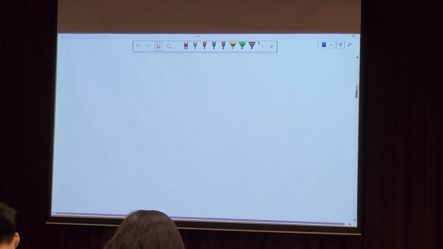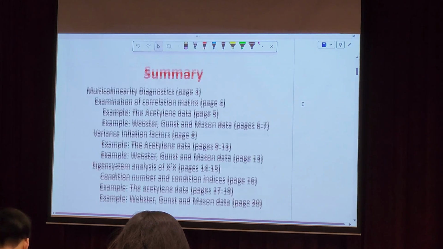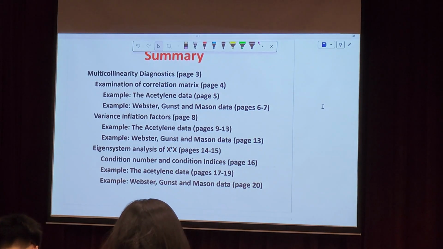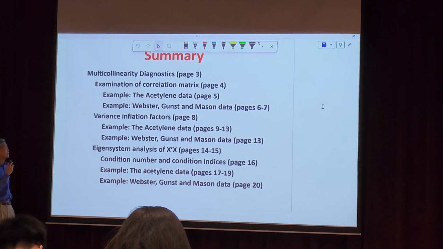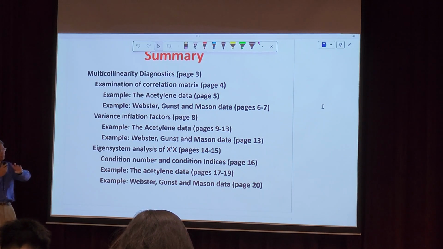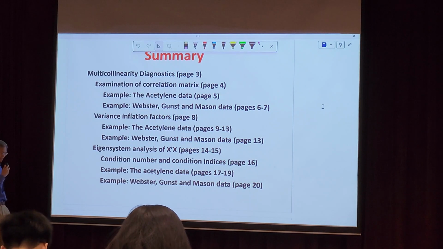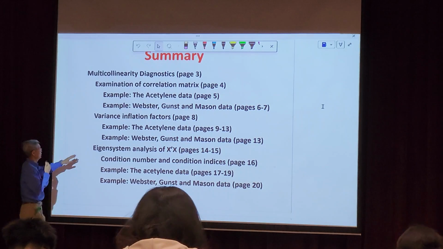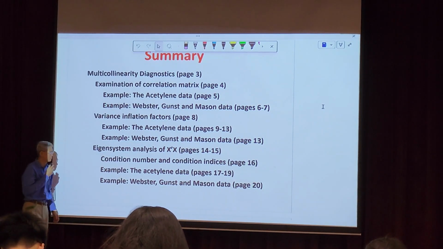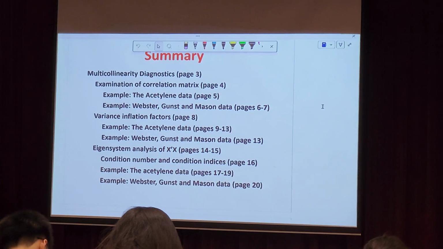All right, now I'm ready to go on to chapter 8b. Now in 8b, what I would like to do is to look at the diagnostics. So how do we detect multicollinearity? There are three methods here. The first method is based on examination of the correlation matrix, because if you examine this correlation matrix, any two variables that are highly correlated means multicollinearity. Or you can look at the variance inflation factors and eigen system analysis of X prime X. So three major ways of doing things.